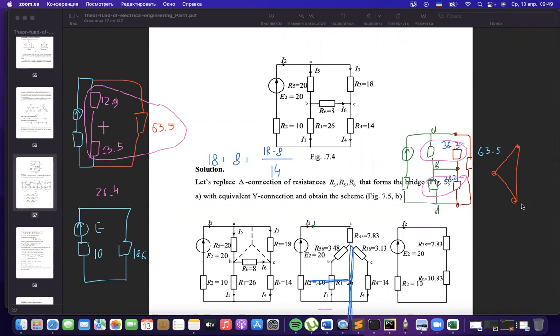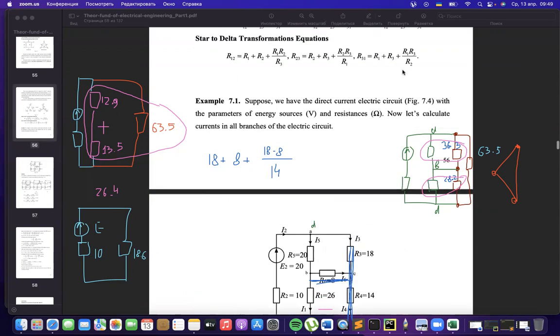Professor, can you repeat the last part? How did you add the numbers? Which numbers? All of them or some specific numbers? No, the first drawing, the right one. Yes.